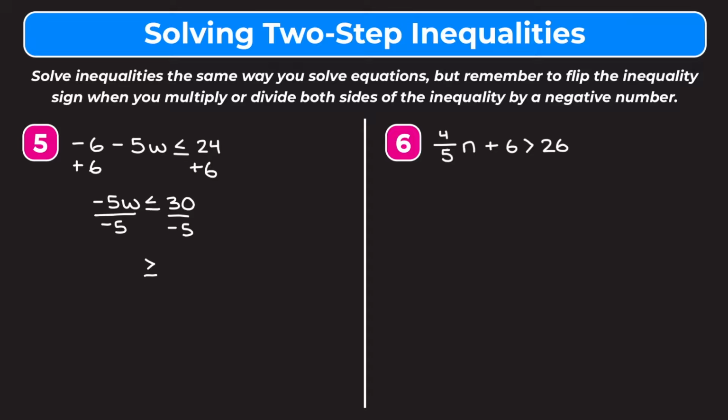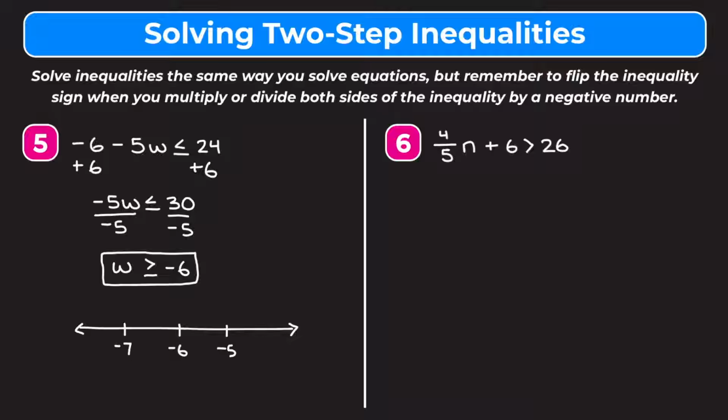On the left side, -5 divided by -5 is 1, so we're left with a 1w, which is the same as w. And on the right side, 30 divided by -5 is -6. So we get w is greater than or equal to -6, and we're just going to graph our solution. So I'll put -6, -5, and -7. W can equal -6, so we're going to put a closed circle at -6, and it can be anything greater than that as well, so we're going to shade it to the right.